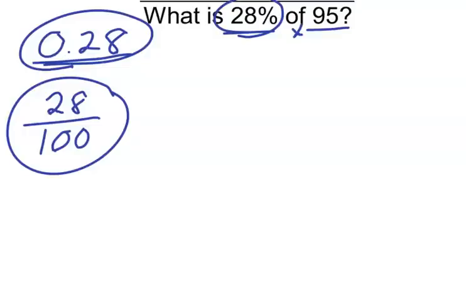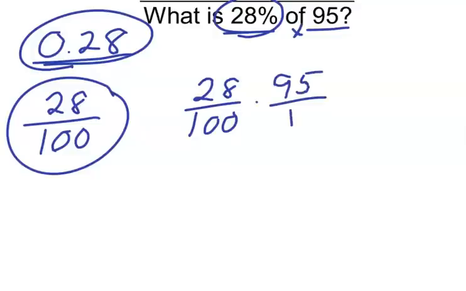So we can either do 95 times 0.28 or 95 over 1 times 28 over 100. Either one of those is going to give us the answer. So just to have a change, let's do 28 over 100 times 95 over 1. Remember, we could do it a different way, but we'll just look at it this way. All right, when we have fractions to multiply, we can see if we can cross-reduce, and we know that 5 goes into 100 and 95.